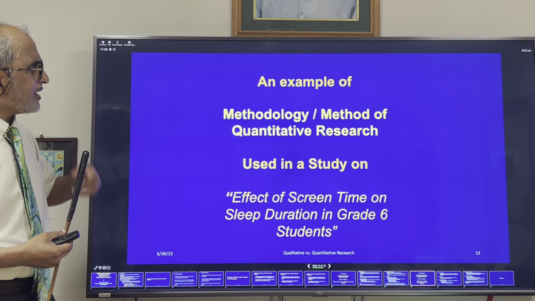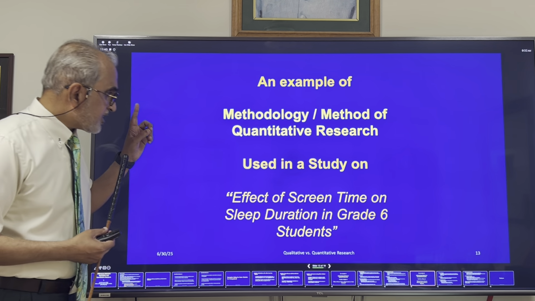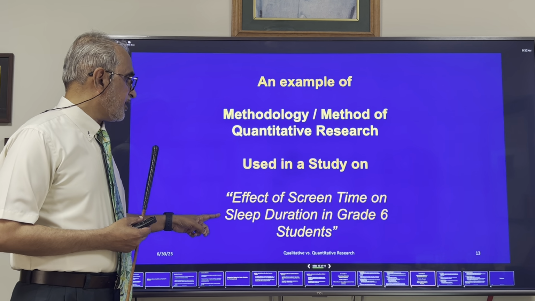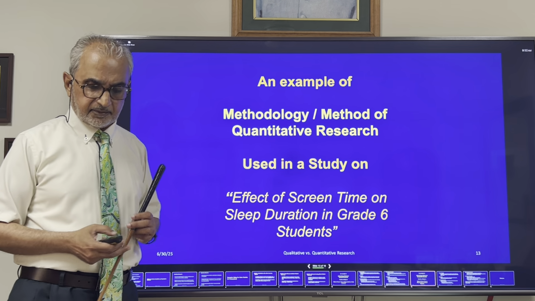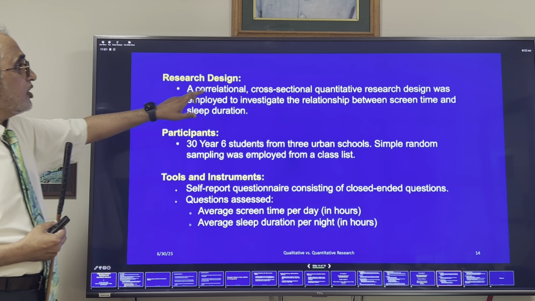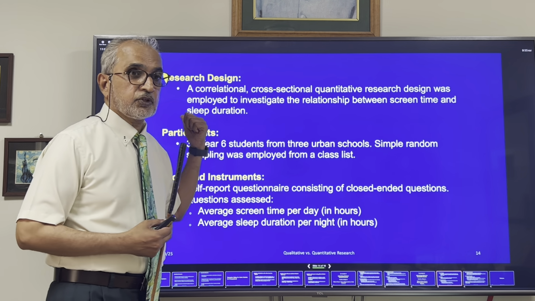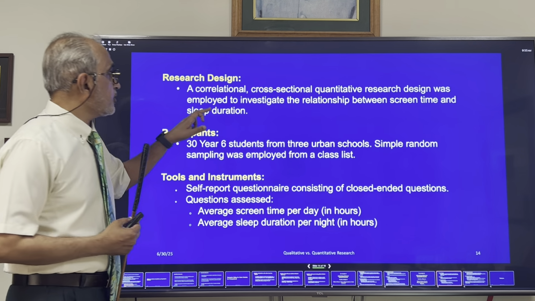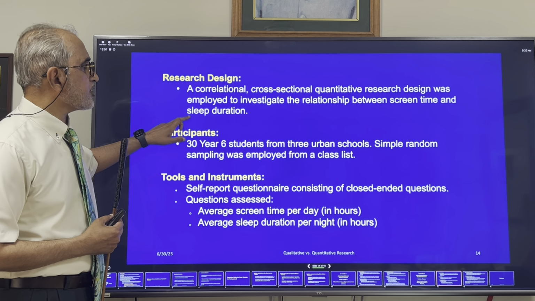Now, let's take the example of quantitative research and study the same effect of screen time on sleep duration in grade 6 students. Now, how to do that? Research design: correlational, cross-sectional, quantitative research design. Now, observation was employed to investigate the relationship between screen time and sleep duration.